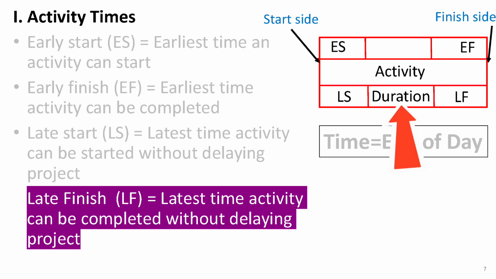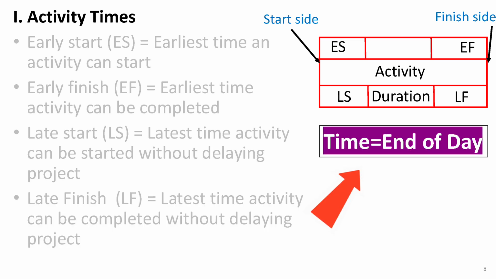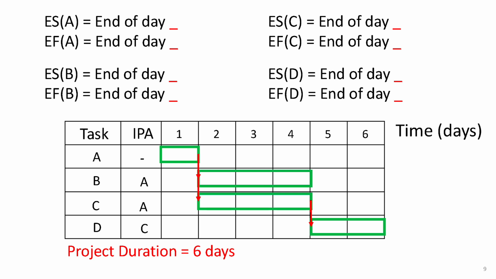The activity duration is placed at the bottom between late start and late finish. The remaining space is for the total float, which you'll learn more about in the next lesson. Please remember this rule: time in PDM is always referred to as the end of day. To better understand these concepts, let's walk through an example.